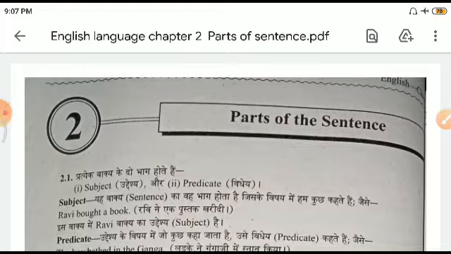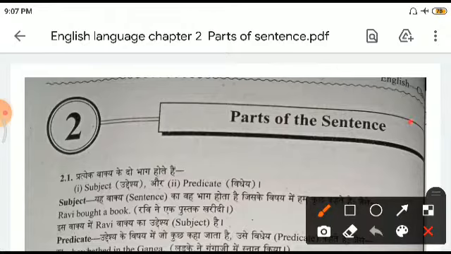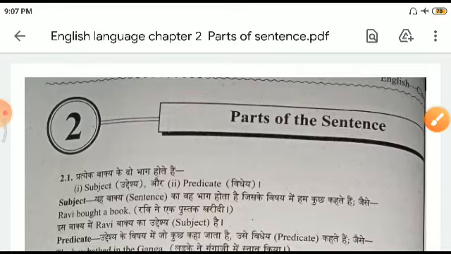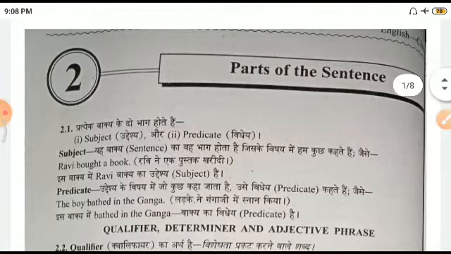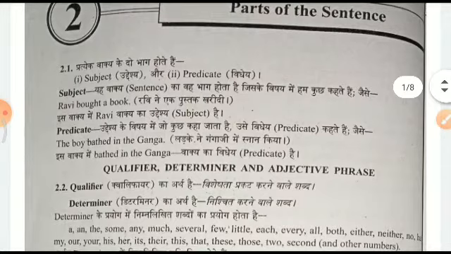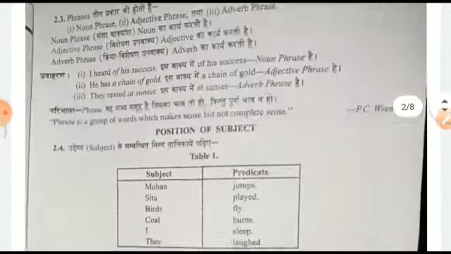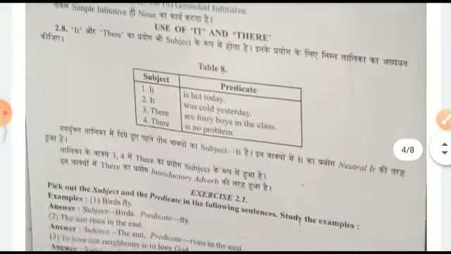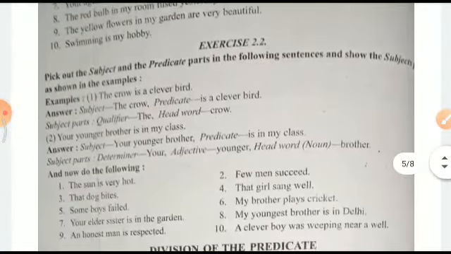We are on to the chapter second, parts of the sentence. That is, we are still on English grammar. In my previous video, I had discussed the main parts of the sentence, which are subject and predicate, and how various things are added to it, like determiners, qualifiers, and adjective phrase. We have seen all that in the previous videos, and it's time now that we move ahead.